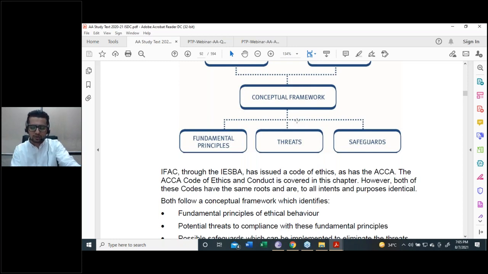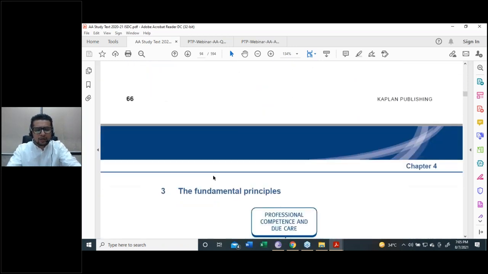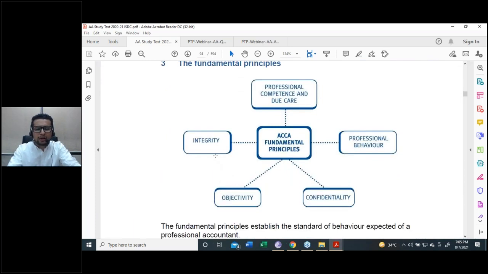Then I'll take your questions. Let's start with the fundamental principles. In order to memorize, or to keep these fundamental principles in mind, I use a mnemonic called ICOP square.